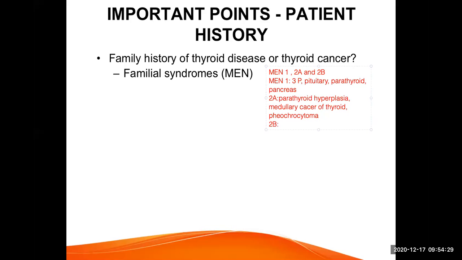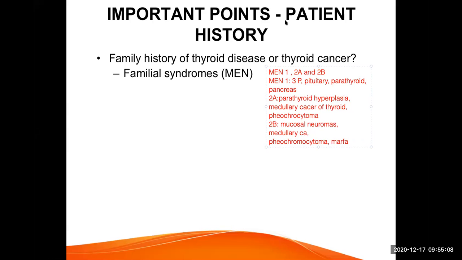What are the important features there? In 2B, we have got multiple mucosal neuroma. Neuromas means they are the benign tumor which originate from the nerve. Then we also have medullary carcinoma of thyroid, the same one. We also have pheochromocytoma. And one more feature you have sometimes in the patient, they have marfanoid body habitus.